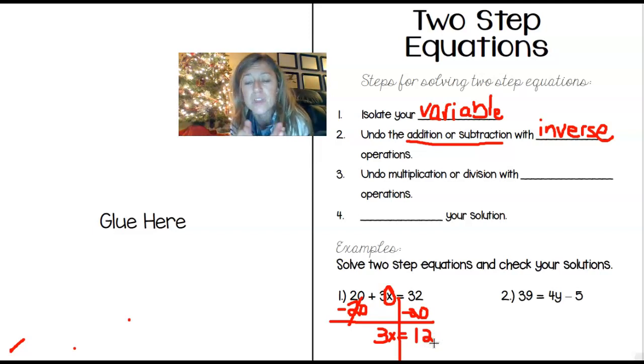3x means 3 times x. So the opposite of multiplication is division. So I need to divide both sides by the number that's being multiplied, which is 3. So I'm going to divide by 3 on each side. And that means to undo multiplication or division, we're going to use inverse operations again.